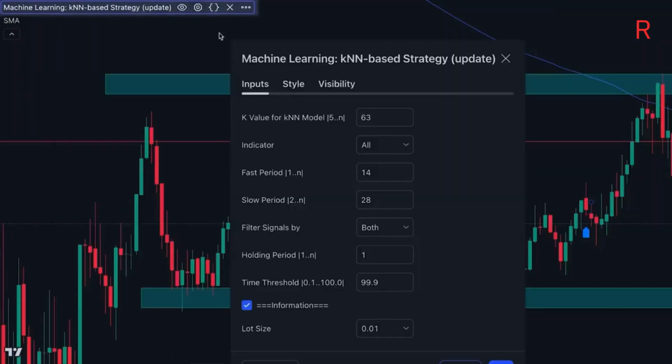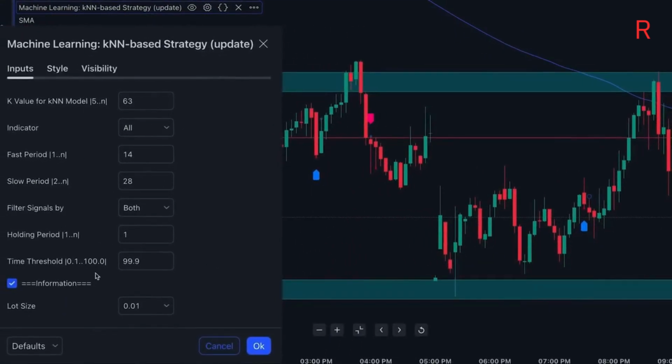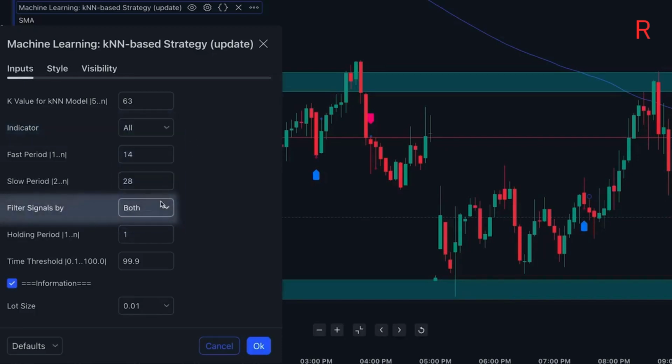If we go into the settings of the indicator, we can see that we have a number of settings relating to how the data is processed. The important options that you need to remember here are the indicator option and the filter option. The indicator option will control how many indicators the nearest neighbor algorithm uses to determine the buy and sell signals. The filter option attempts to filter out bad signals, though it is not perfect, it does help.